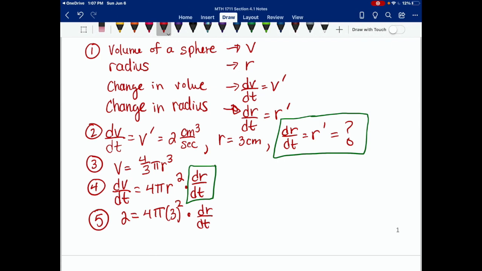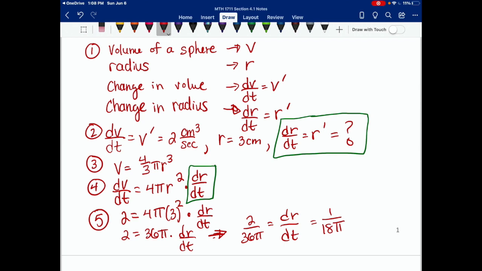So when I take the 4 times the 9, because that 3 squared is 9, that's going to give me 9 times 4, which is 36. So that's going to be 2 is equal to 36 pi times dr/dt. And when we divide both sides by 36 pi, that gives me 2 over 36 pi is dr/dt. And then we can simplify that as 1 over 18 pi.